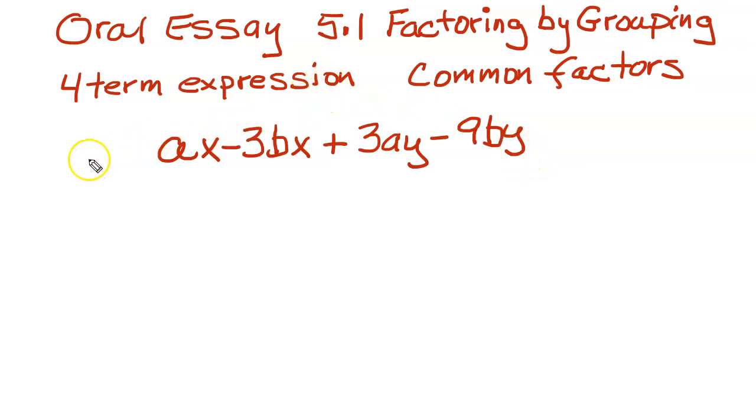So often we see a four-term expression and we're asked to factor this by the grouping method. So as you look at this, you see, are there any common factors in anything? Well, if this one would have had a 3, there would have been a common factor of 3, but this one doesn't. This one has an A here, this one has an A there, an X and an X.